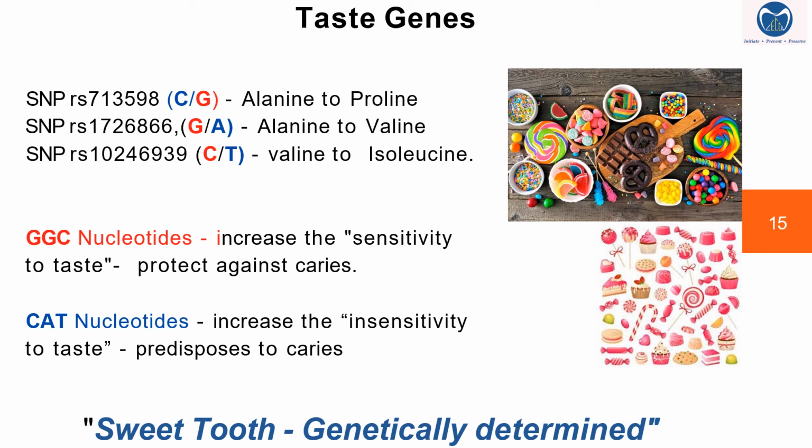Well, the sweet tooth is genetically determined. As shown in this slide, the presence of the nucleotides G, G and C, that is guanine, guanine and cytosine, in these polymorphisms increases the sensitivity to taste, thus reducing the consumption of sugar and protecting against caries. But on the contrary, presence of the nucleotides C, A and T, that is cytosine, adenine and thymine, in these polymorphisms would increase the insensitivity to taste and would increase the sugar consumption and predispose to ECC.